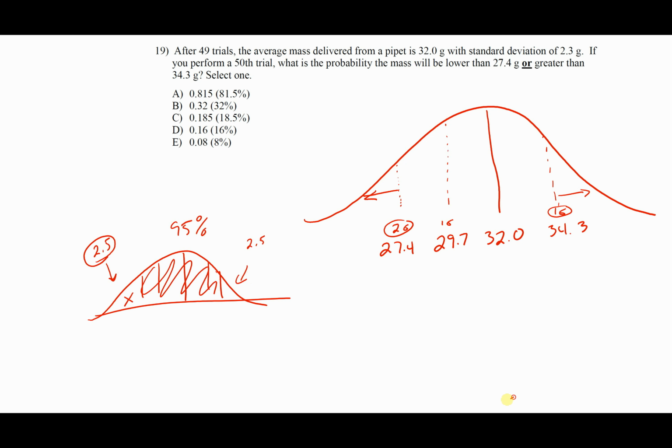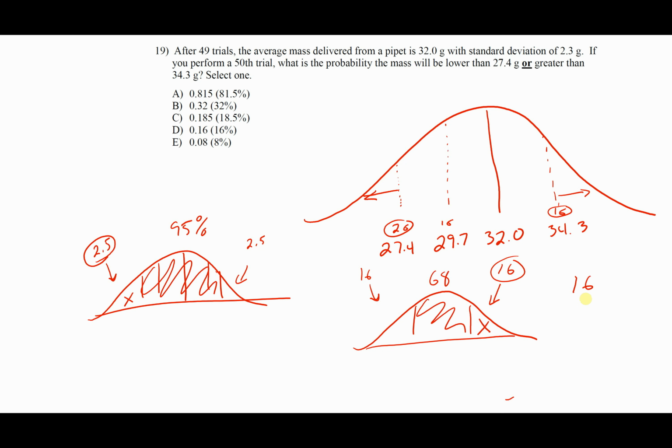Let's do the 1 sigma case, right? Under 1 sigma, in here we have 68%, right? Which leaves 32 on these 2 sides, which means 16 and 16. And we want this area. So we have 16 to the right, and 2.5 to the left, is 18.5.